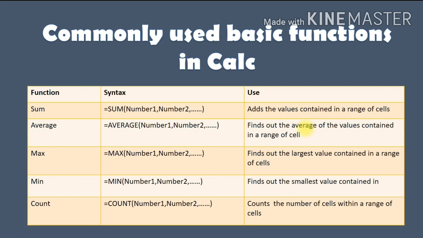Sum is used to add the values in a range of cells and average is used to find the average of values contained in the range of cells. Max is used to find the largest value from the range of cells and min is used to find the minimum value in the range of cells. Count is used to count the number of cells within a range of cells.